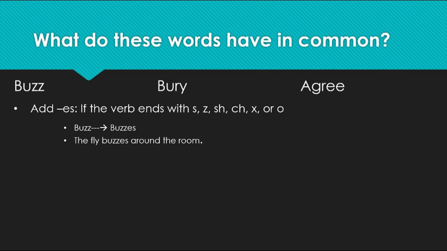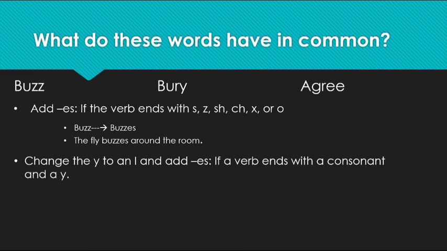Our next rule is if a word ends in consonant Y, like the word bury. Bury ends in a Y, and right before it is a consonant, the consonant R. So if a verb ends in consonant Y, you change the Y to an I, and you add ES. Okay, so bury, consonant Y, is going to change to buries, B-U-R-I-E-S, as in the dog buries the bone.